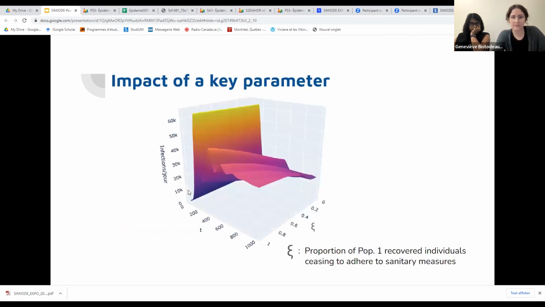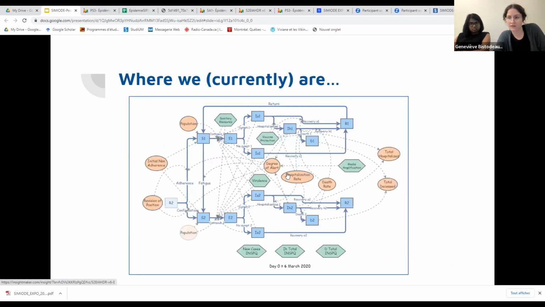So here we have the impact of a key parameter, which is described here. It's the proportion of the first population, the people that used to follow sanitary measures, that cease to adhere to these measures once they recover from COVID. And we see that as it increases, we have way more daily cases than in the case where people keep following these measures, which is what we expected. So we used these ideas from Geneviève, and we tried to make an Insight Maker model out of that.